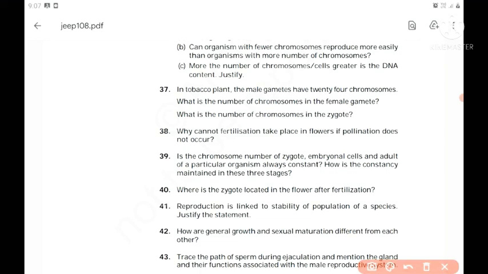In tobacco plant, male gamete have 24 chromosomes. What is the number of chromosomes in female gamete? What is the number of chromosomes in a zygote?